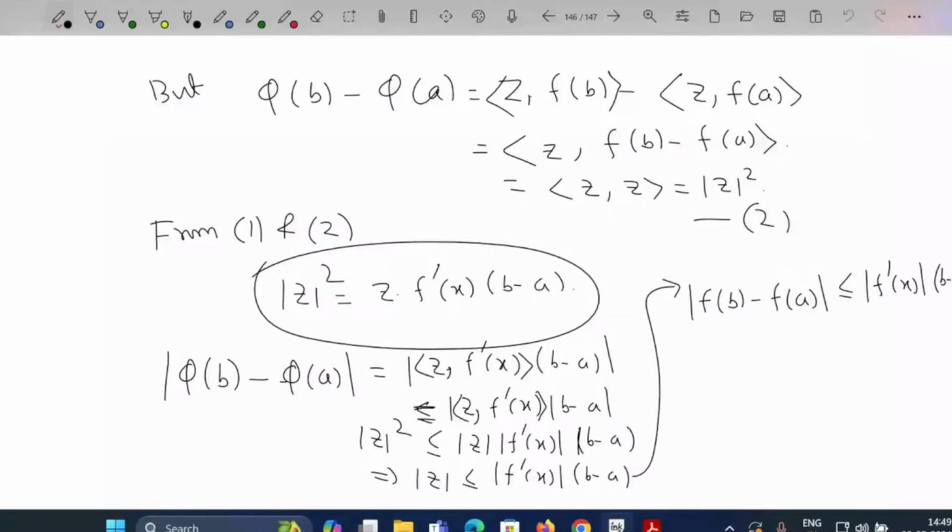That is a linear transformation. This will be a number, a real number. It's the inner product of z comma f dash, between two vectors. z is a vector of Rn, f dash x is a vector of Rn, because the derivative is a vector of Rn.